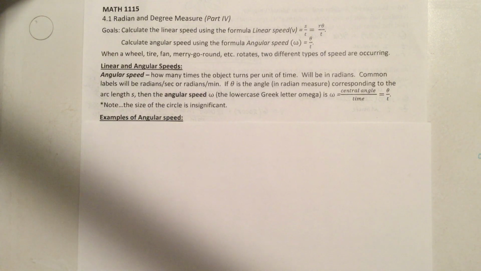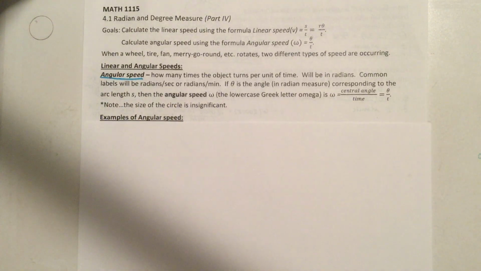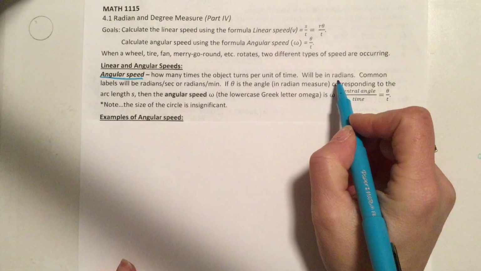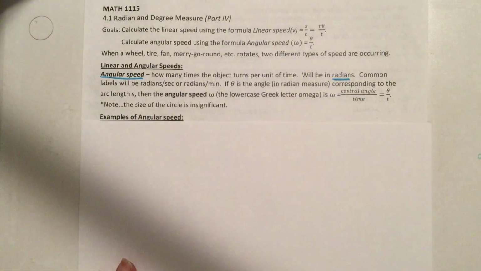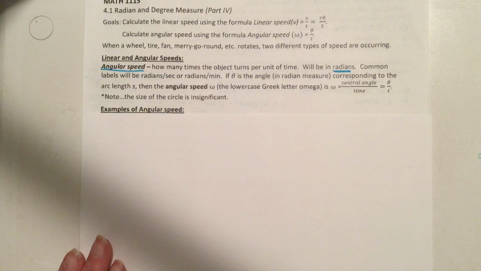It's so cool. So the first one is called angular speed, and it's how many times the object turns per unit of time. Now remember, every single time you make a full revolution, so you do a full circle, it is 2 pi radians. Your angular speed will always be measured in radians. Common labels that you will have would be radians over seconds or radians over minutes.